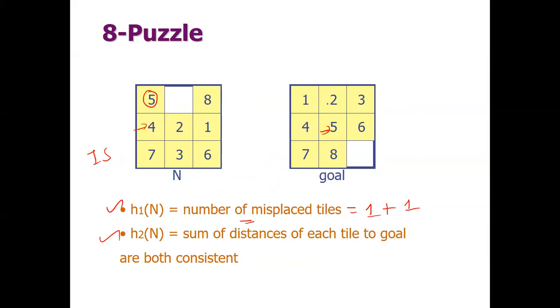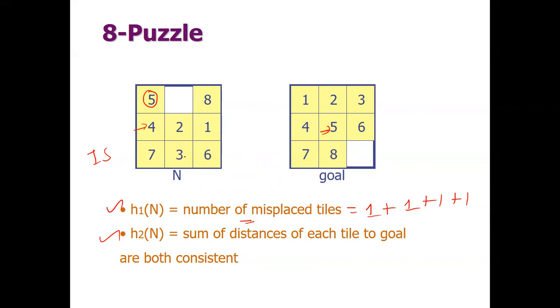Yes, 2 is supposed to be here, but it is here. So it is misplaced. Is 1 misplaced? Yes, 1 is supposed to be here, but it is here. So, okay. Is 7 misplaced? No, 7 is not misplaced. It is in its correct position.